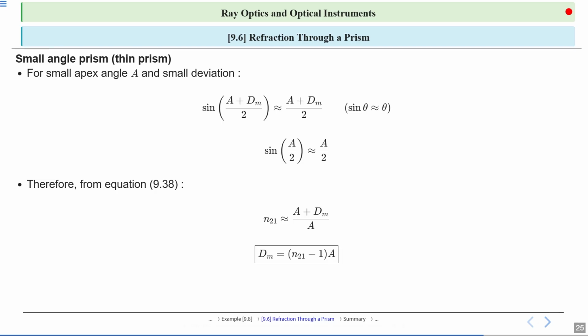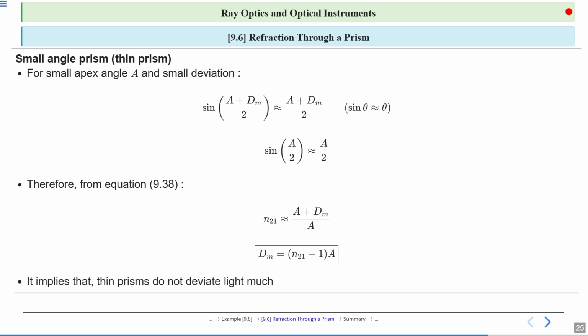This boxed equation shows that the minimum deviation dm is proportional to the product of refractive index minus 1 and the apex angle. This tells us how much the prism will deviate light based on its material and shape. In conclusion, thin prisms do not cause significant deviation of light. This insight is useful in designing optical instruments where minimal deviation is desired.